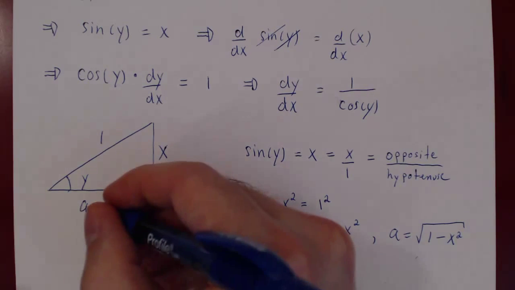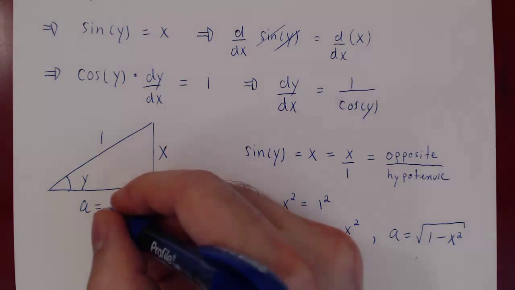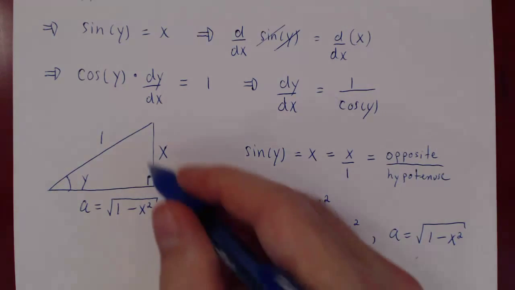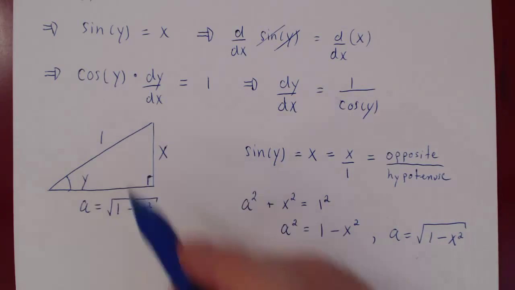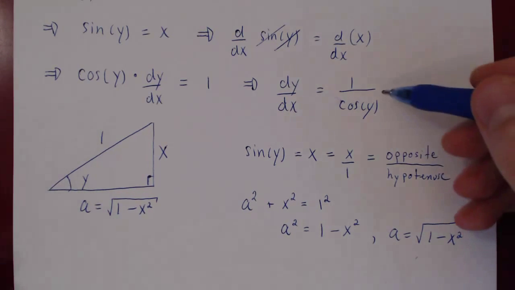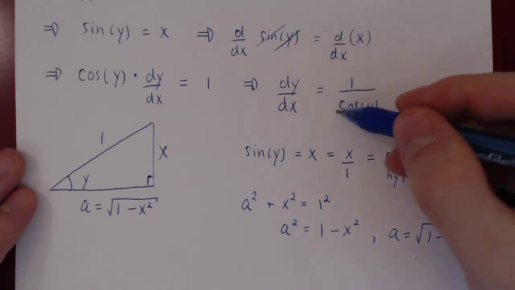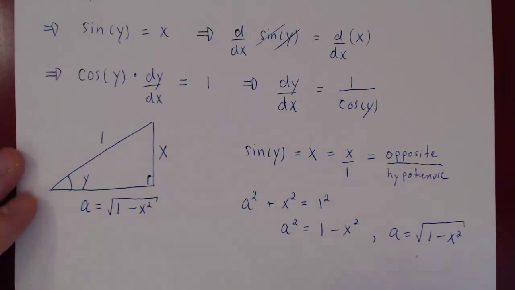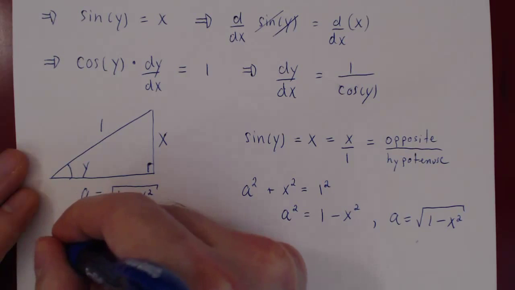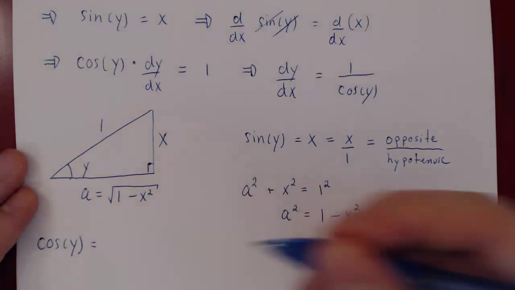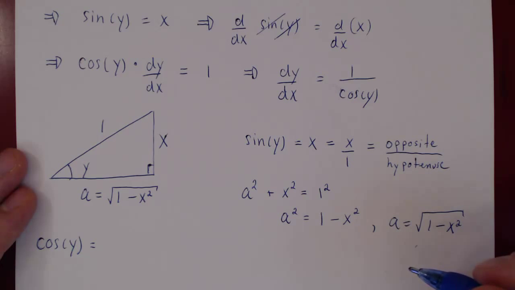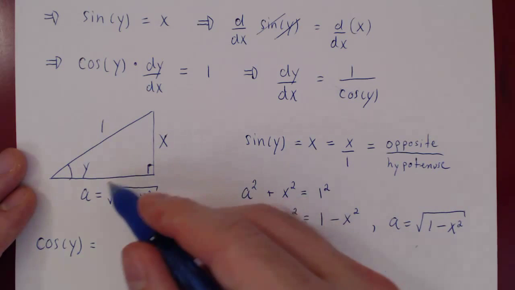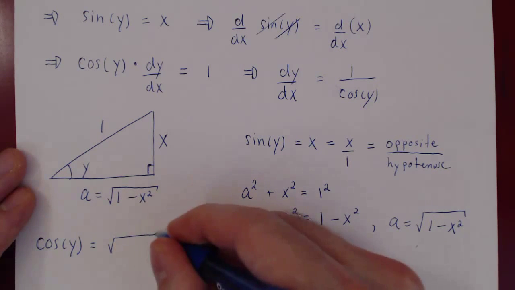And now we have a complete right triangle. The base is the root of 1 minus x squared. The height is x, and the hypotenuse is 1. And if we go back, well, the derivative of arcsine was just 1 over cos of y. But since we have a complete triangle, we can easily find cos of y. Right? So cosine of y. Again, recall your definition, or your trick from SOHCAHTOA. Cosine is by definition the adjacent side, which is the root of 1 minus x squared.